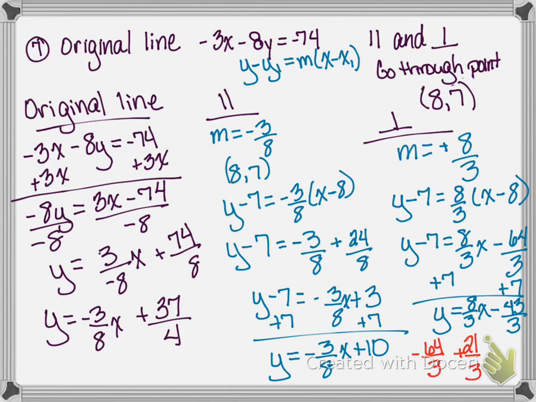Okay, so I have my original line, I have a parallel line, and then I have a perpendicular line. One of the things to remember is that the only thing you care about from your original line is your slope. And then you're going to use the point and the slope from the other information.